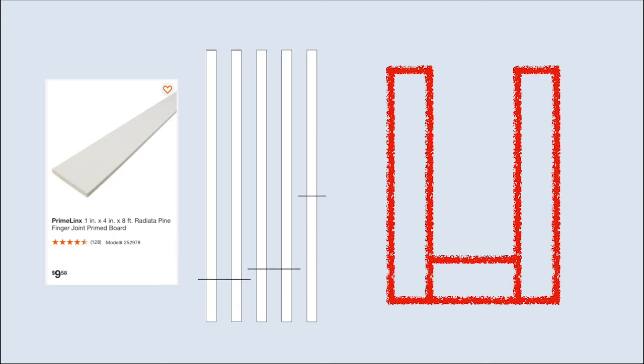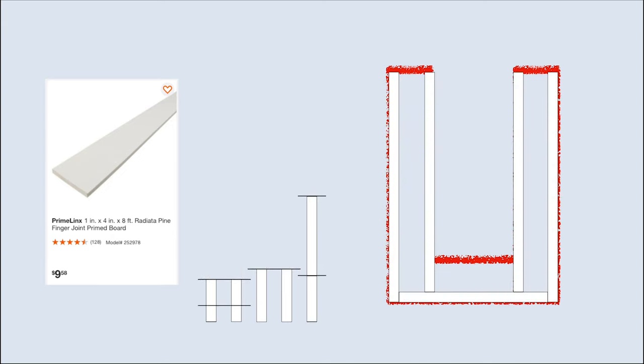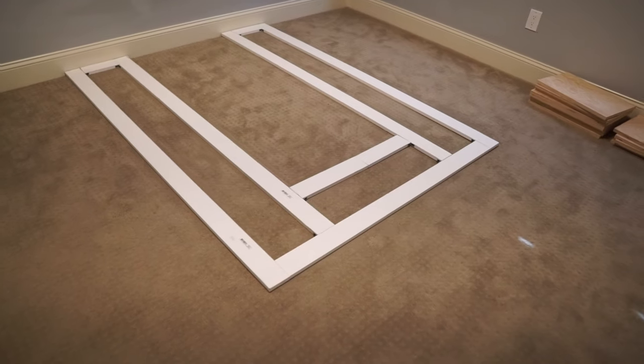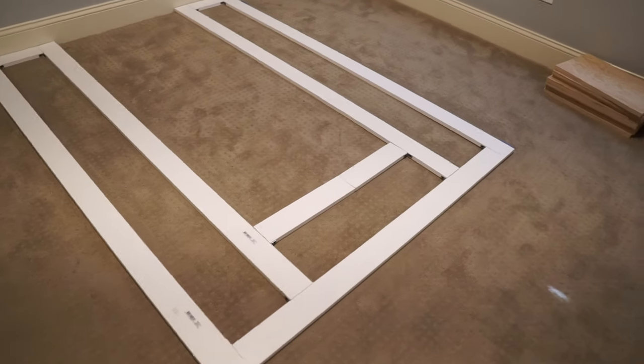Since we cannot cut the wood at home, we can use the Home Depot wood cutting service to get the specific size we want. Now we have all the pieces, let's assemble them together.